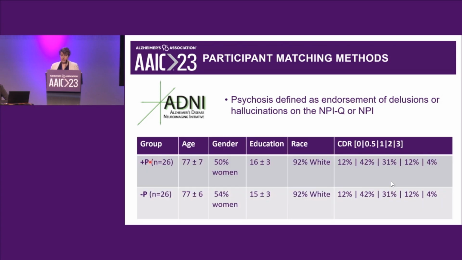We then matched each individual based on age, gender, education, race, and global CDR with a participant who had never endorsed psychosis. Our final cohort was comprised of older adults, about half women, and notably those patients with psychosis were mostly in CDR 0.5 and CDR 1.